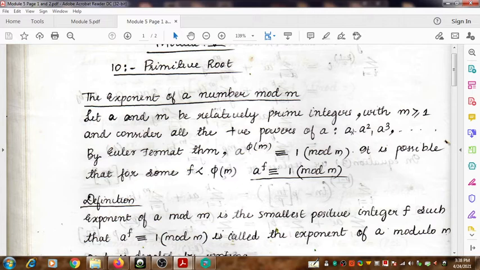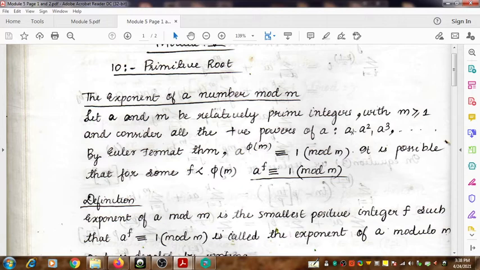You know the Euler-Fermat theorem, which states that a raised to phi m is congruent to 1 mod m, where phi m is the number of numbers which are less than m and relatively prime to m.